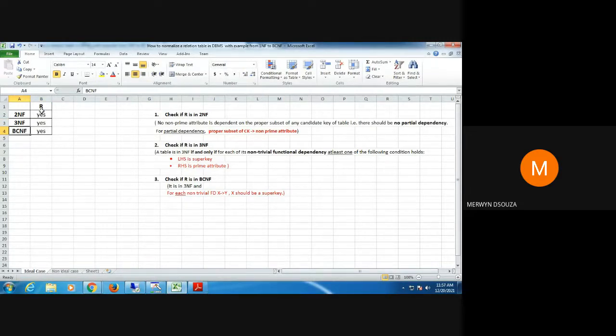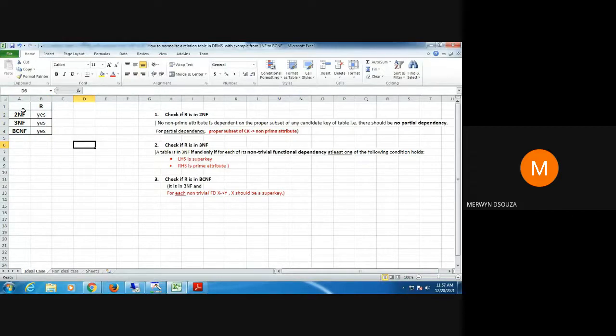A relation R will be in BCNF if, first of all, it is in third normal form, and second, for each non-trivial functional dependency X determines Y, the left hand side, that is X, is a super key. If these hold, then you claim that R is in BCNF. So this is the ideal case wherein you start checking, R is in second normal form, therefore you go to check for third normal form, it is in third normal form, then you go for BCNF and it is in BCNF. This is your ideal case.